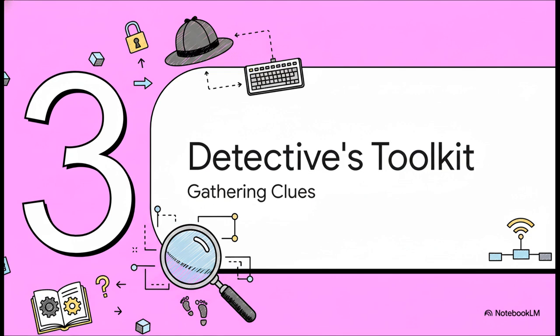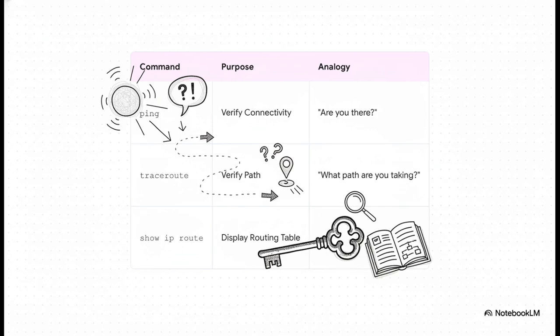So, to narrow down our list of suspects, we need the right tools. We can't just guess. A network detective has a really powerful but simple set of commands they can use to gather clues and figure out what's really going on behind the scenes. And what's so cool about this is how simple these tools really are. Ping is basically like shouting into a cave, "Hello, are you there?" and just listening for a reply. Traceroute is like asking your GPS for step-by-step directions. And my favorite, show IP route. That's the master key. It's like walking up to a router and demanding, "Show me your rulebook," so you can check the instructions yourself.